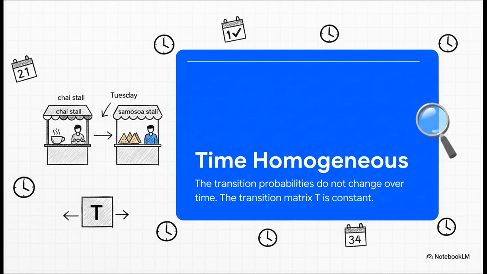Just a little assumption to make our lives easier for now. We'll assume our system is time homogeneous. It sounds very complicated, I know, but all it means is that the rules don't change. The probability of moving from the chai stall to the book stall is the same today as it is tomorrow and the day after. Our rule book, our matrix T, stays the same. It's a simplification, but a very powerful one.